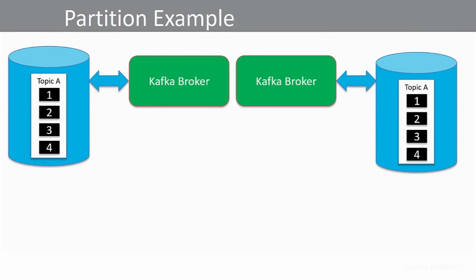They get a numeric value of 1, 2, 3, 4 in each of the Kafka broker partitions, but that's a total of 8 different separate messages. There's no duplication or redundancy going on in this case.